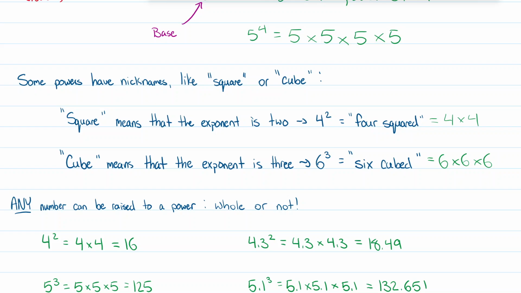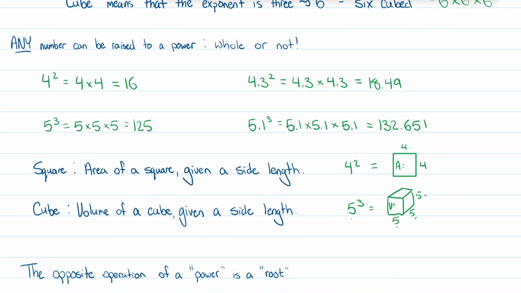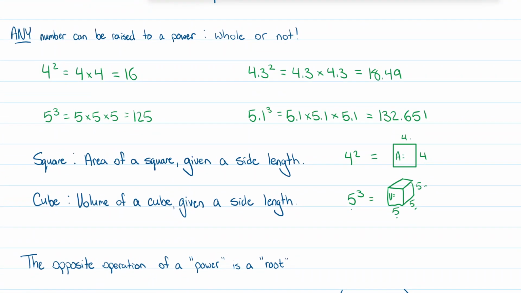Now, any number can be raised to a power, whether it's whole or not. We've already looked at 4 squared, where we have 4 times 4, and that value is just going to be 16. We can also take, let's say, 4.3 squared. Then you'll take 4.3 and multiply it by itself twice, and you'll get 18.49.